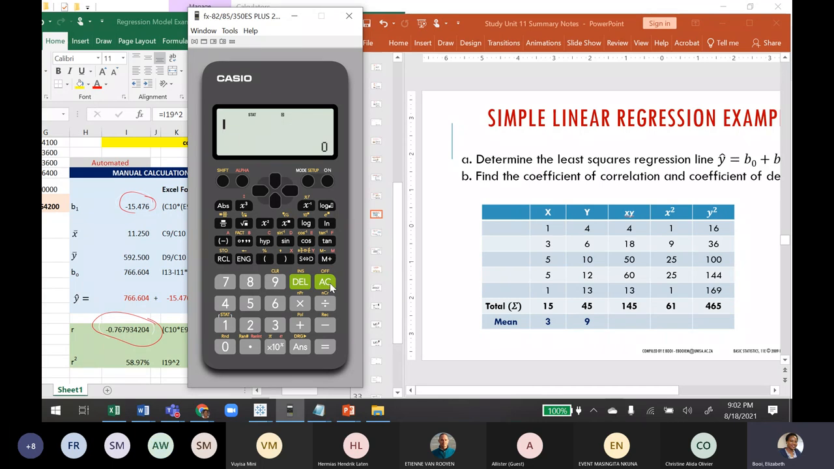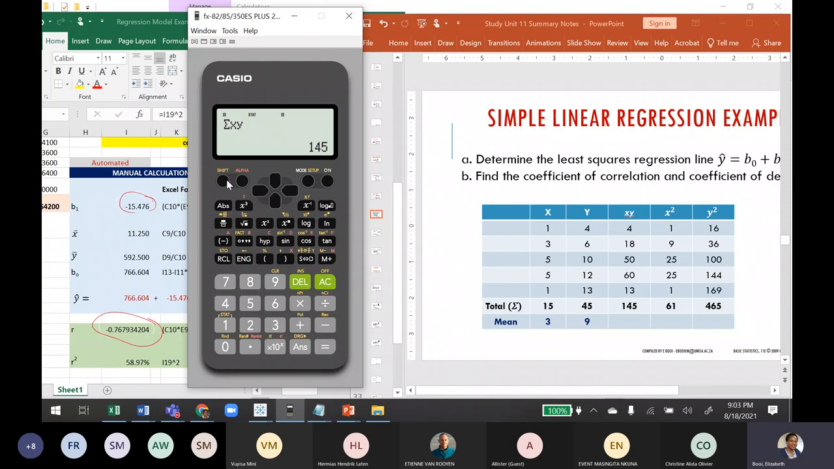And I can go on and off the calculator. Shift, stat, which is button number 1, and I can go and look for the sum square, which is on button number 3. And you can press the sum of X squared, which is on button number 1, and I just press 1. Equal, that's 61. Getting the sum of X and Y, shift, stat, 3 sum, and sum of XY is on button number 5, which should give me 145.